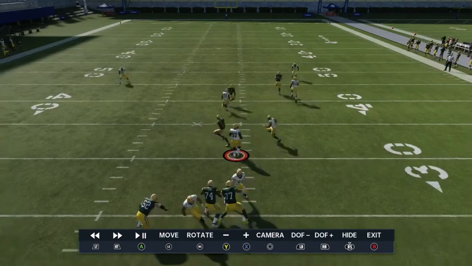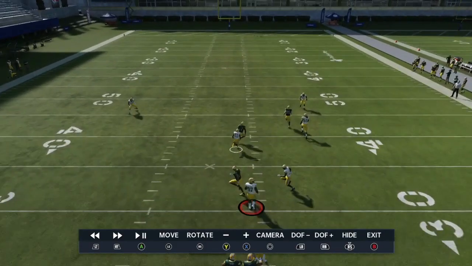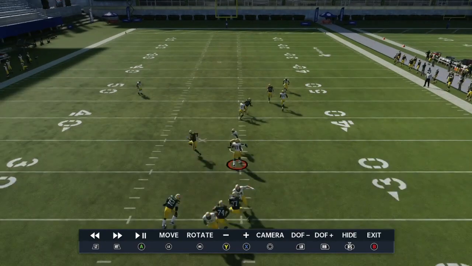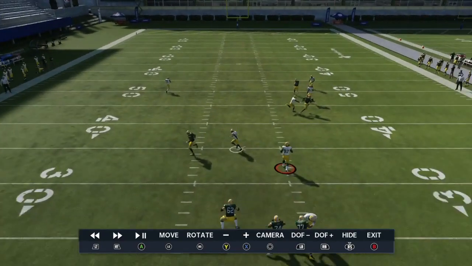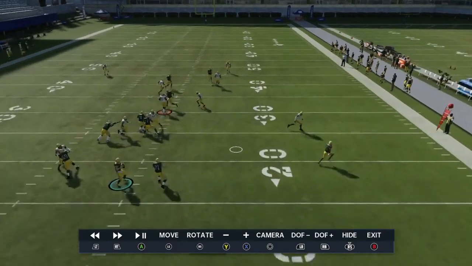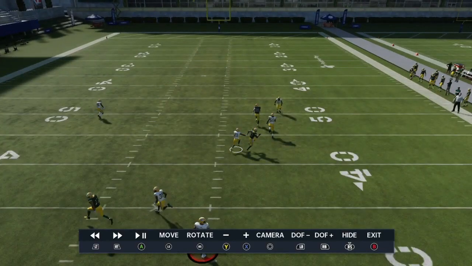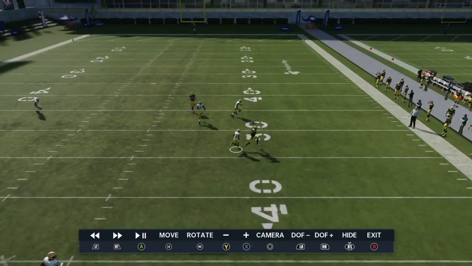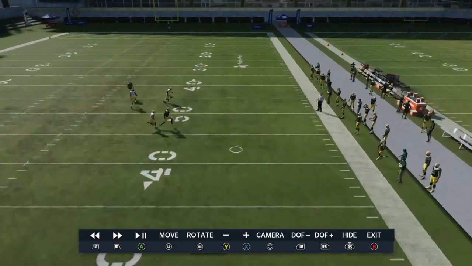Whereas if you have them crossing in opposite directions, right here, the user's going to have to make a decision. Does he want to run with the crosser? Does he want to run with the slant? Since they're going in opposite directions, he's not going to be able to guard both of them. So that's why we want the slant and the crosser going in opposite directions of each other. Because now the user has to make a decision. If he goes with the crosser, the slant's going to be open. If he goes with the slant, the crosser's usually going to be open.